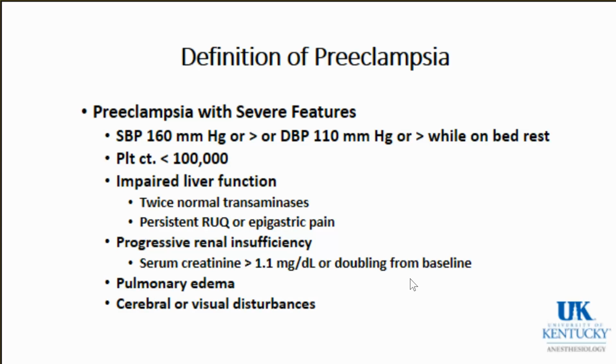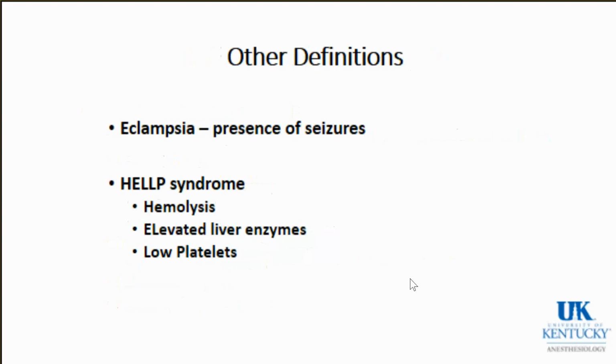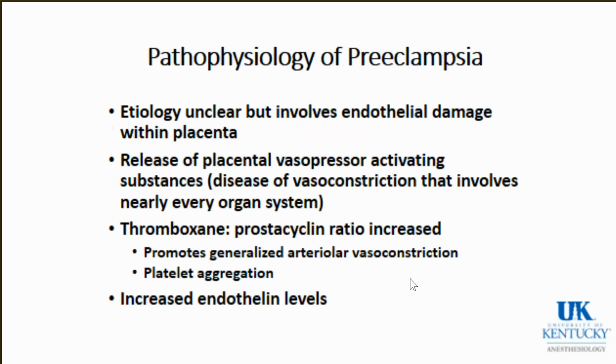They no longer talk about mild preeclampsia. It's either preeclampsia or preeclampsia with severe features. If you have any of these lists of abnormalities in association with meeting the definition of preeclampsia, then you have preeclampsia with severe features. Eclampsia, in terms of definitions, is when you have those criteria along with seizures. HELLP syndrome stands for hemolysis, elevated liver enzymes, low platelets. That is sort of a unique subset of preeclampsia.